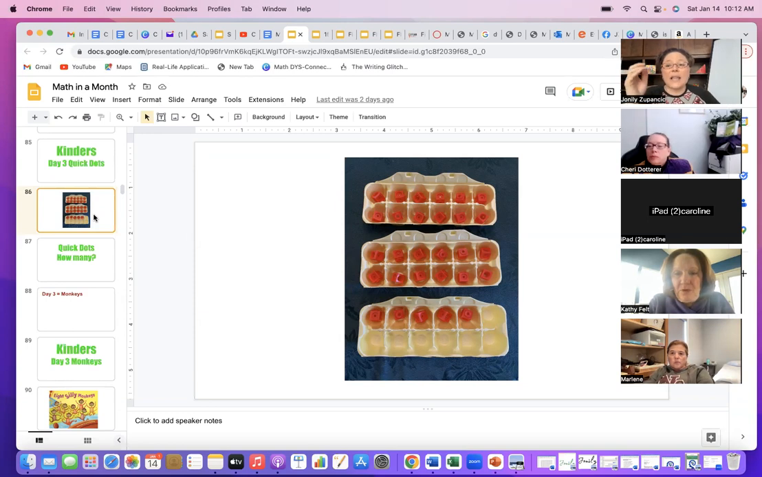So I like 12s frames as well as 10s frames, and I like to use egg cartons and talk about the idea of a dozen. That changes how this idea of a 10s frame works. Well, actually, it works the same way. This works the same way as an idea of a 10s frame.